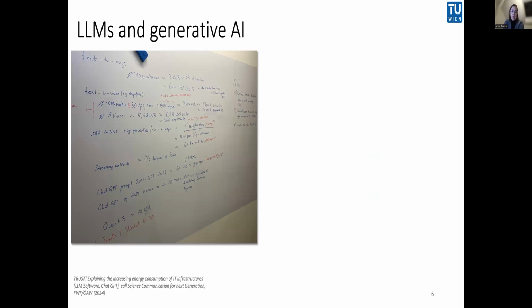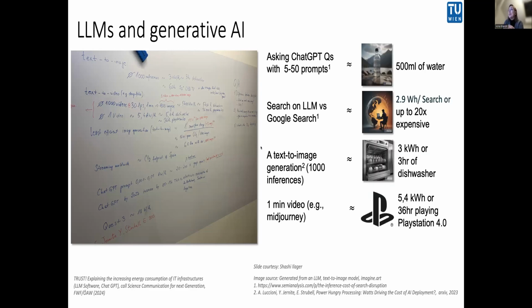On this picture, you can also see the assessment of the CO2 footprint or resource consumption of generative AI. On the left-hand side, it's our whiteboard where we put all the data. On the right-hand side, you can see what my colleagues created, nice pictures and nice visualization, also with some AI tools. As already mentioned in the introduction of this lecture, if I ask ChatGPT approximately 5 to 50 prompts, depending on the location where I am on this world, I might consume up to half a liter of water.